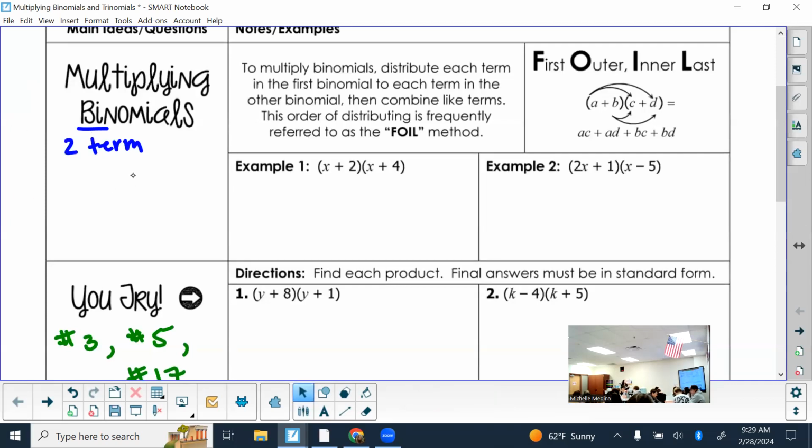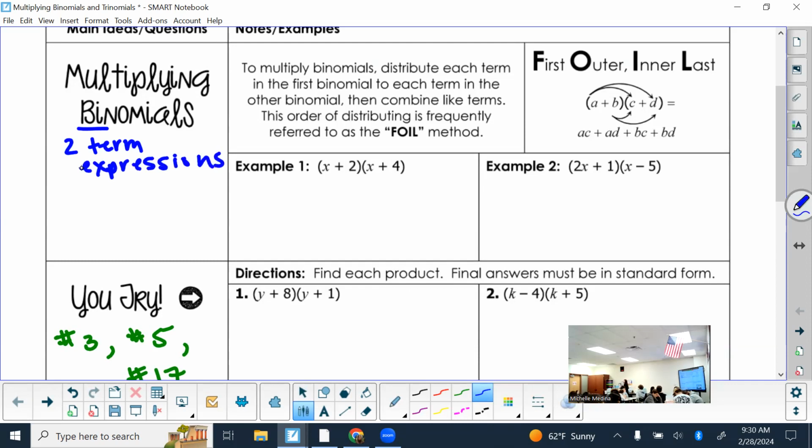There's some other skills on here, but the one I need you to leave with and have for the test is how to multiply 2-term expressions. So that's what this whole front side is. Most of the back side is a 2-term times a 2-term. We learned 3 different methods of solving them. One of them is foiling, and that's directly printed on your paper, and it has a diagram showing that you multiply the first, outer, inner, last.